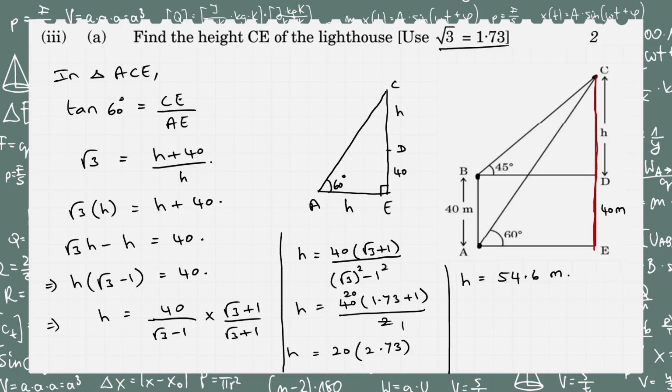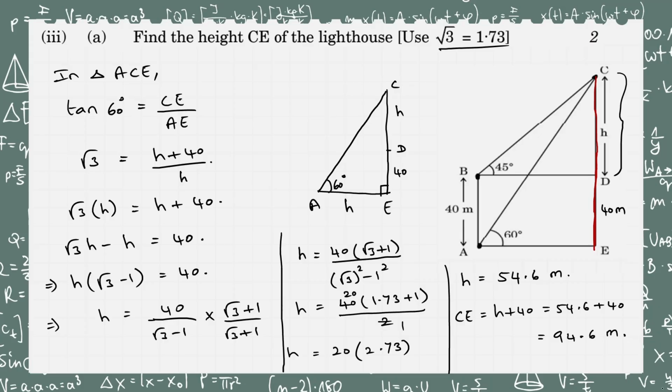Okay, see, this is the length of portion CD only. We need to find the height of the full lighthouse, which is CE. So CE equals H plus 40, right? So this is equal to 54.6 plus 40. So the total height of the lighthouse will be 94.6 meters.